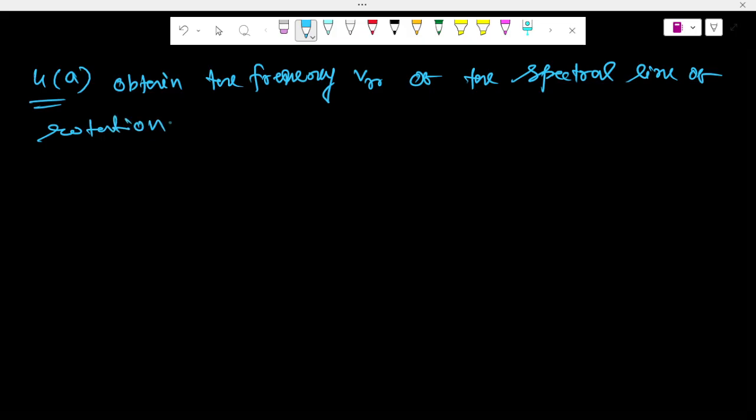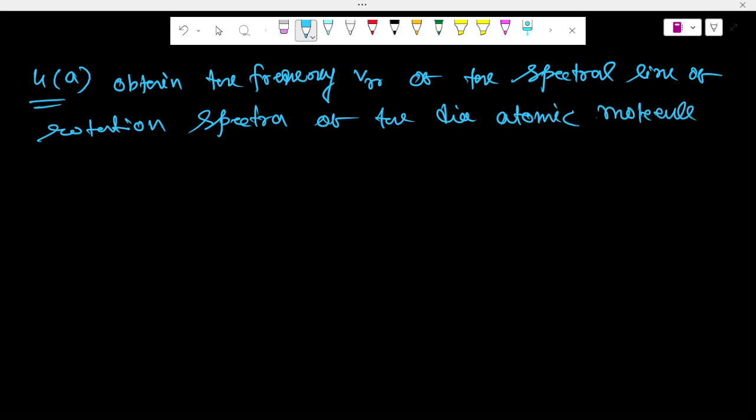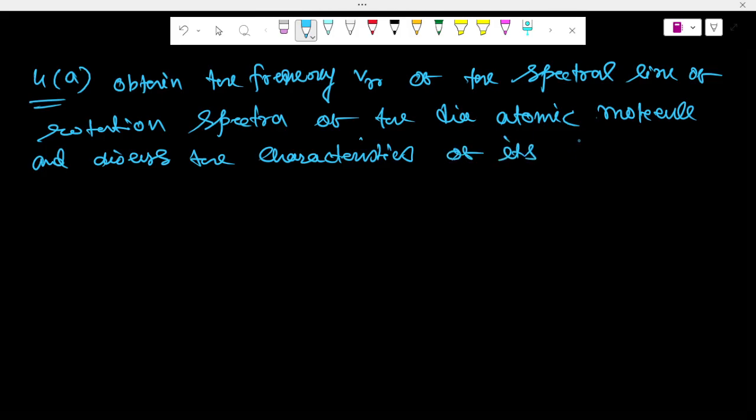Rotation spectra of the diatomic molecule, and discuss the characteristics of its spectrum. So this is the question.